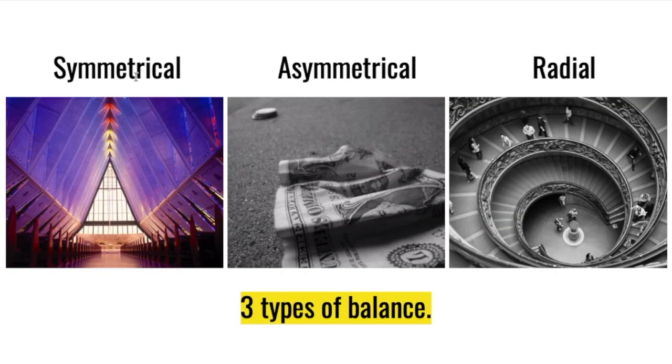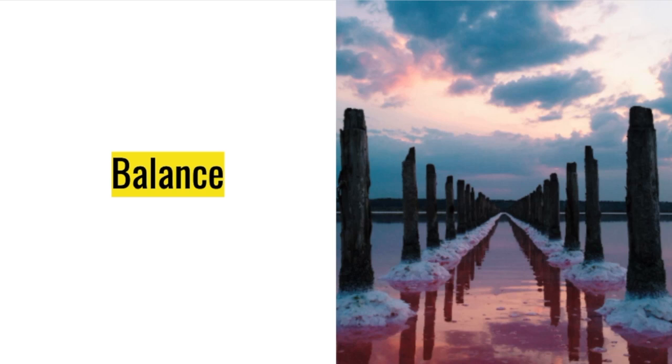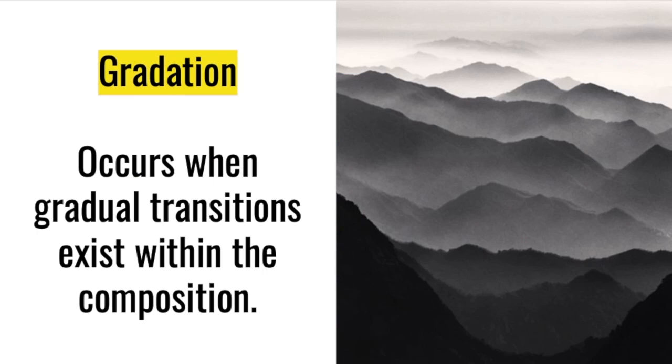All right, just as a quick review, under balance there is symmetry, asymmetry, and radial symmetry. All of these are under balance. So if you decide to use balance, you can use any one of these. All right, the next one, and these other ones are a little bit shorter than balance, is gradation. Gradation is a gradual transition in either size or color or gray tone, as shown in this one here.